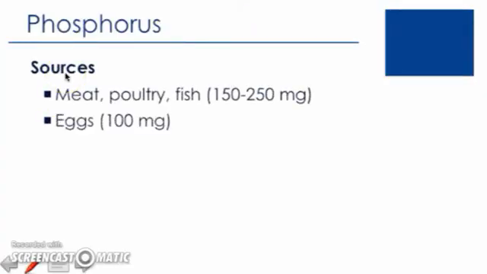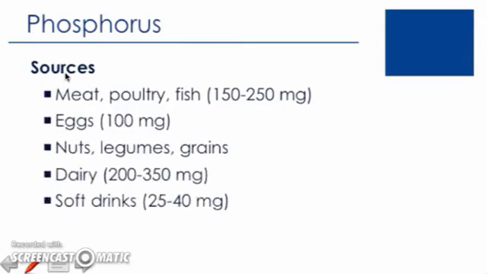Here we see food sources containing phosphorus. So we see that meat and dairy are going to be key sources of phosphorus. However, we also see phosphorus found in eggs and also soft drinks.